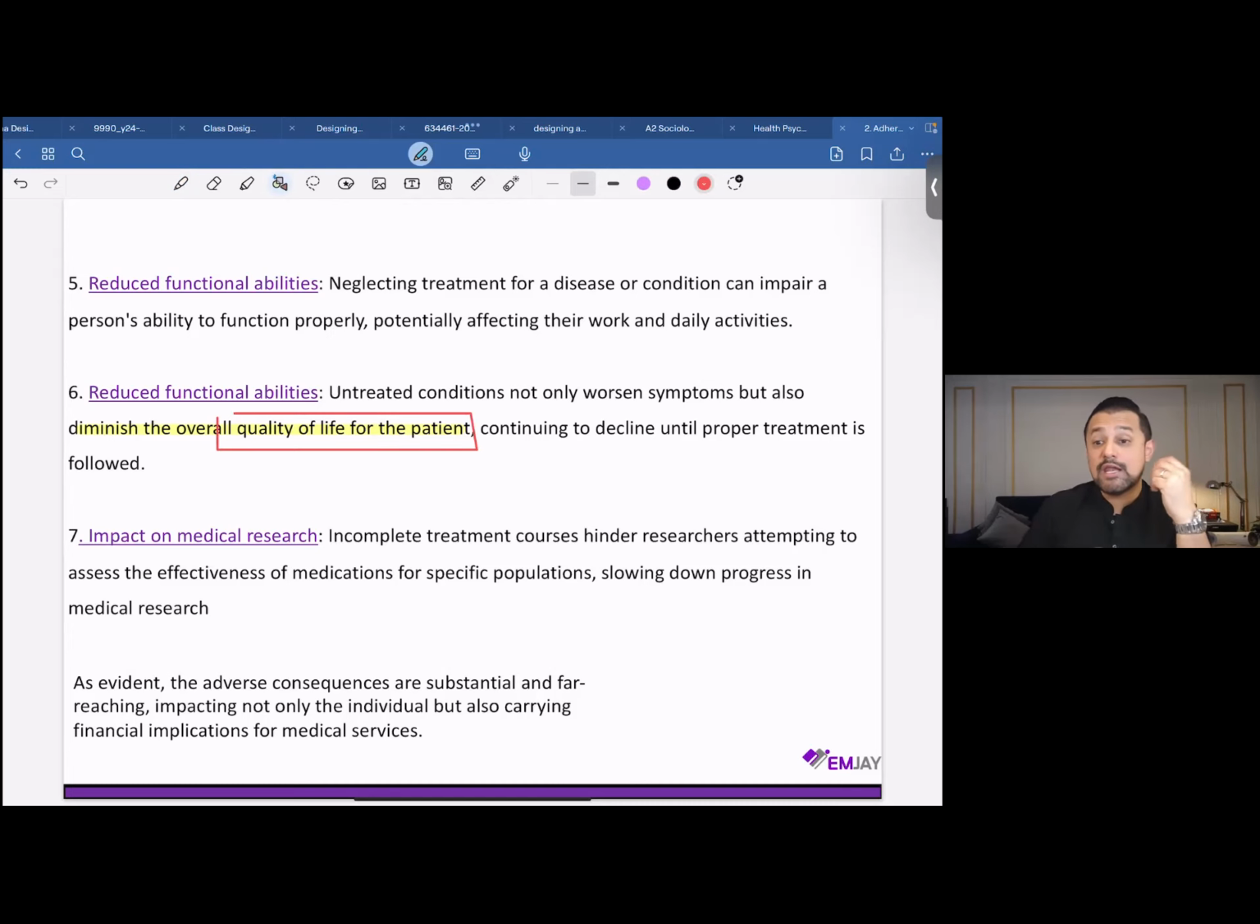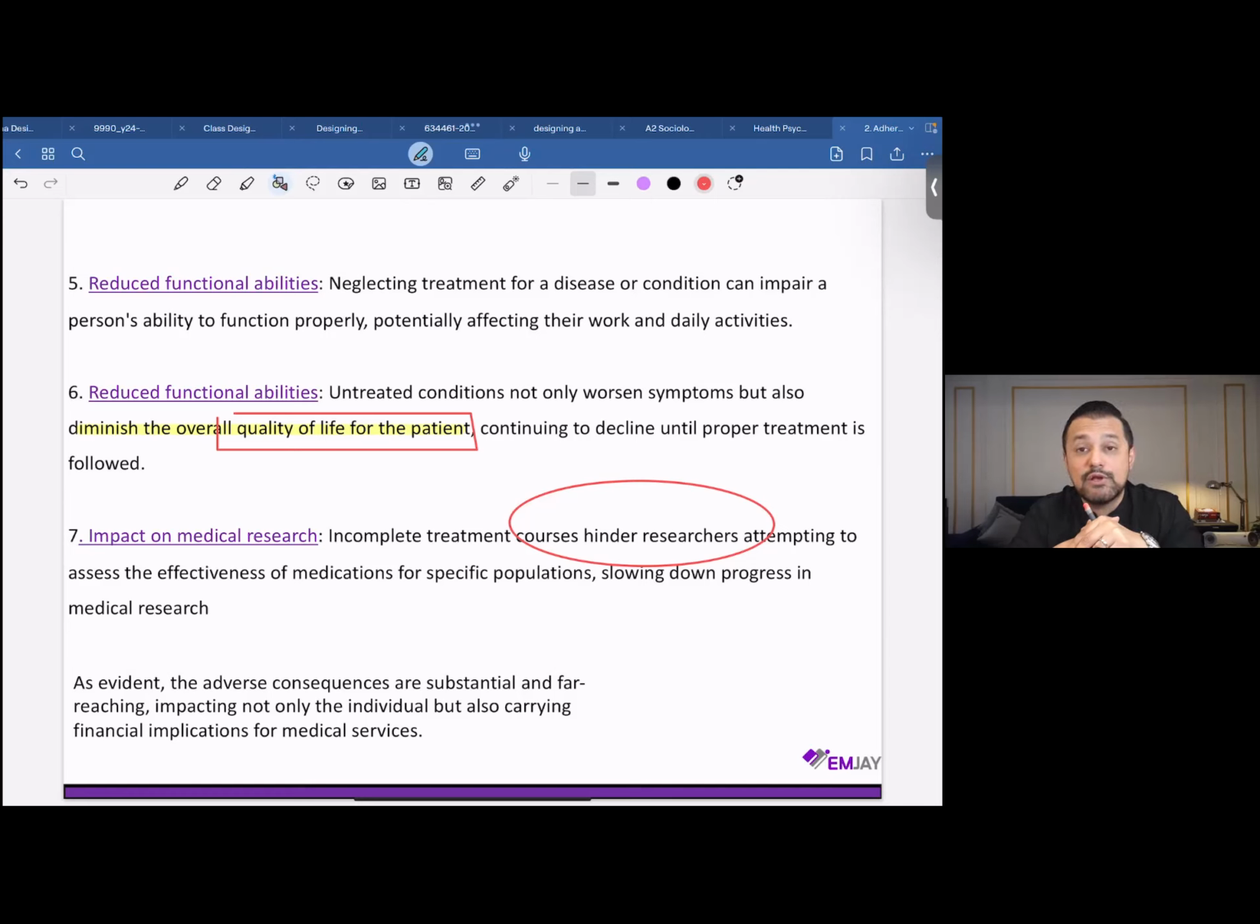The seventh point, a negative impact on medical research. Incomplete treatment courses hinder research. Now, let's just say there's a new medicine that is being launched, and initially it's going through its testing phase. Do you realize, if you are a part of the sample that is being researched on, and if you start taking medicines and stop them midway, this could result in incorrect feedback, right?